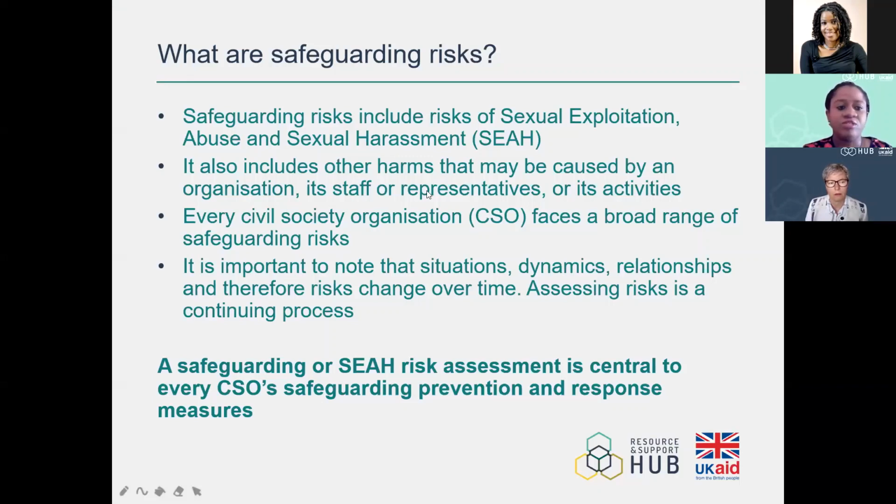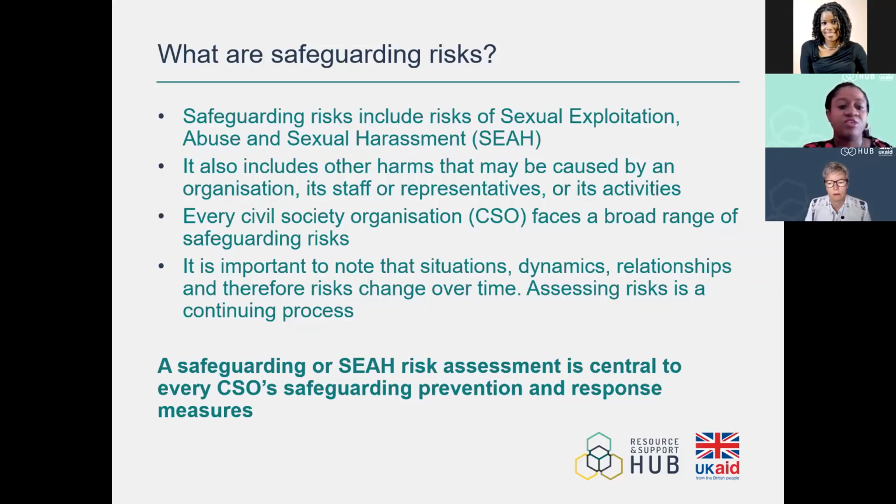It also includes other harms that may be caused by an organization, its staff or representatives, or even its activities. For example, the behavior of staff and the representatives of that organization may pose harm. That might be a safeguarding risk. Even the activities can also cause harm to people. That's also safeguarding risk in the broader sense of it.